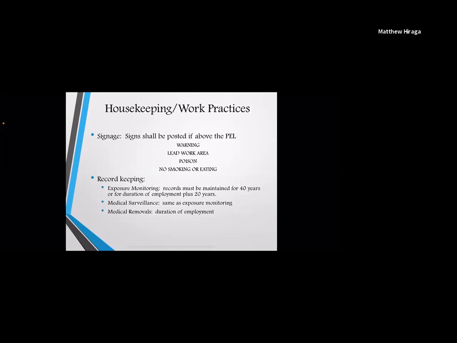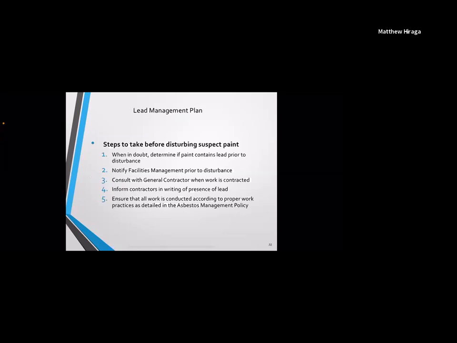You should have a lead management plan. This is typically paperwork that's done prior to the job starting, and this is included in the bid process. Steps to take before you disturb lead suspected paint: when in doubt, determine if the paint contains lead prior to disturbing. Notify facilities management prior to disturbance. Consult with the general contractor when the work is contracted. Inform contractors in writing of the presence of lead, and then ensure that all work is conducted according to the proper practices, right? And that's what you guys learn as far as how to handle an abatement and so forth. Okay.